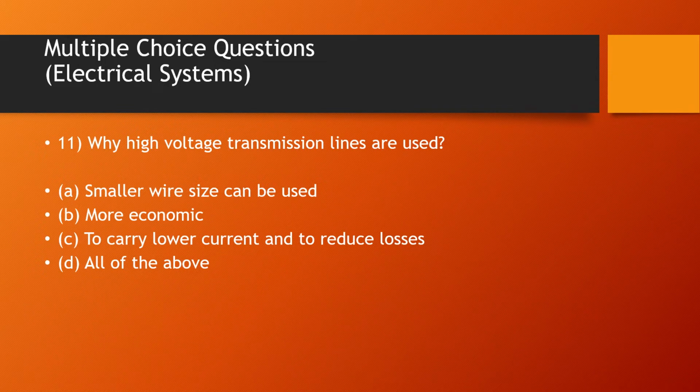And coming to the next question, why high voltage transmission lines are used? Option A is smaller wire size can be used. Option B is more economic. Option C is to carry lower current and to reduce losses. Option D is all of the above. And the answer to the question is D, that is all of the above.